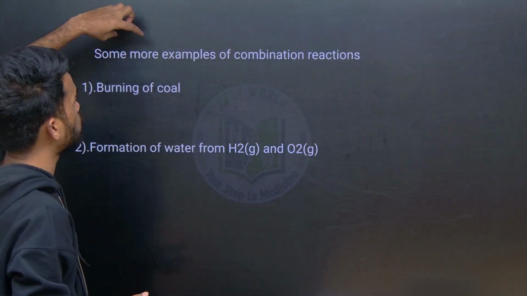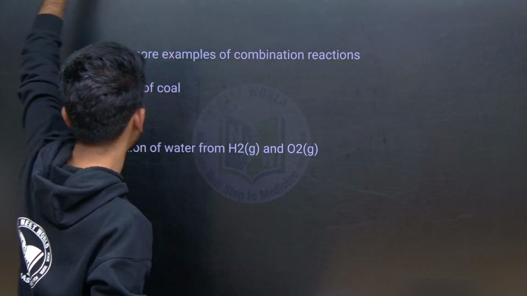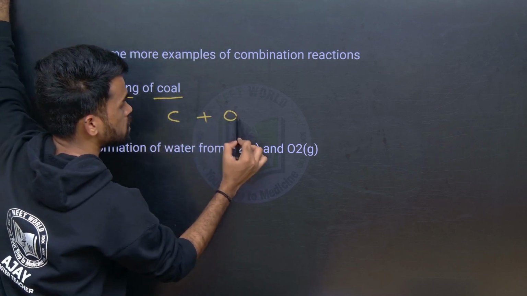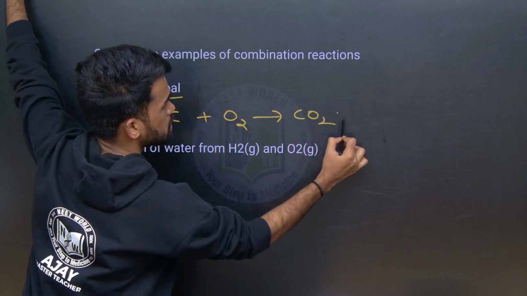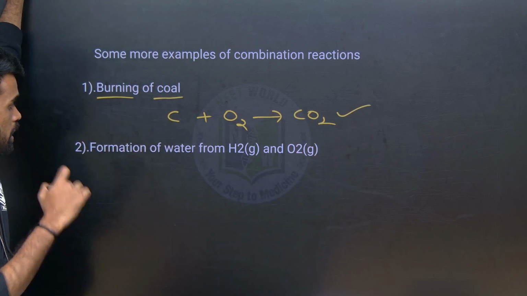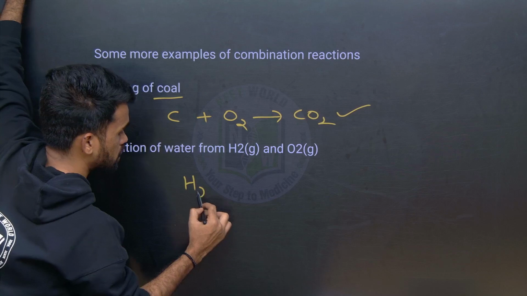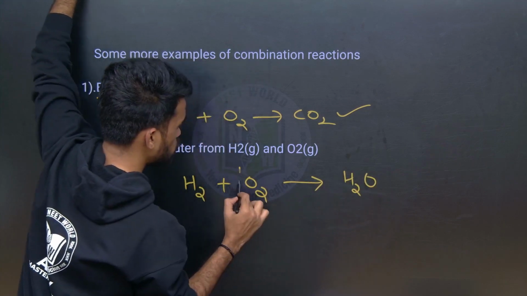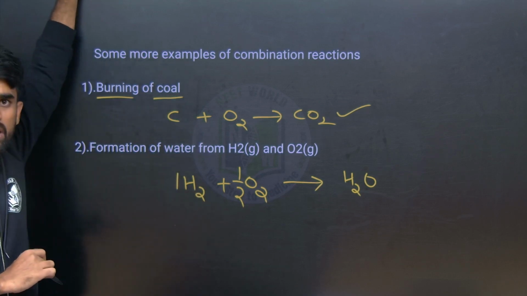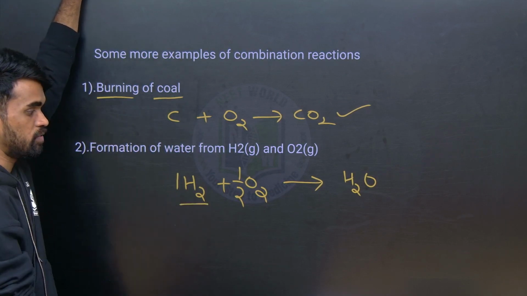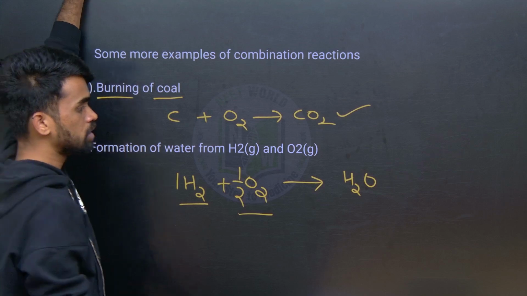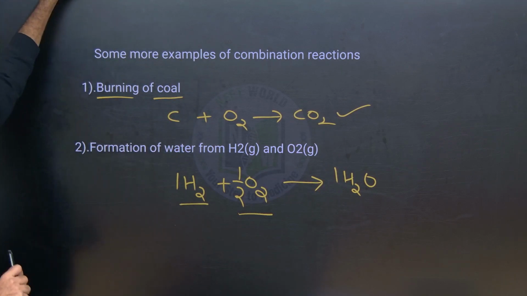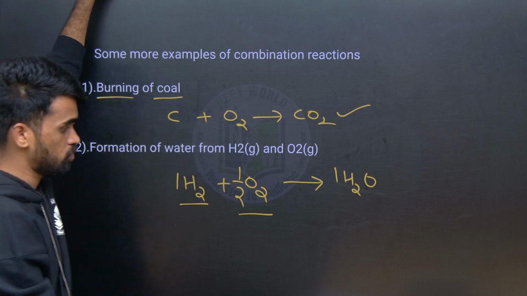Some more examples of combination reactions. The first one is burning of coal. Just now I explained that carbon and oxygen form CO2, so burning of coal is a combination reaction example. See, formation of water: H2 plus O2 gives rise to H2O. Here we should take half a mole of O2 for every 1 mole of H2. If you take 1 molecule of H2, we take half a molecule of O2, and we get 1 molecule of water. This is the formation of water.